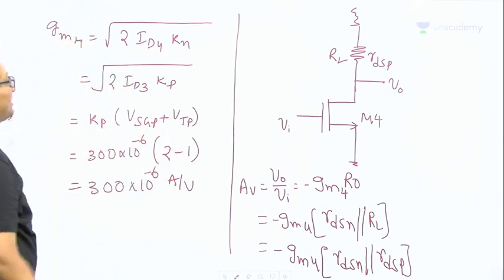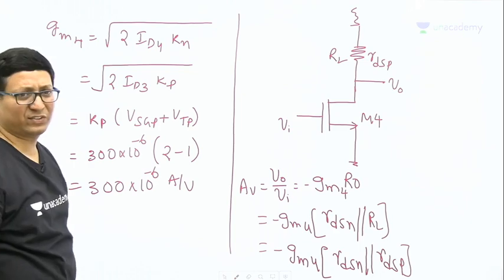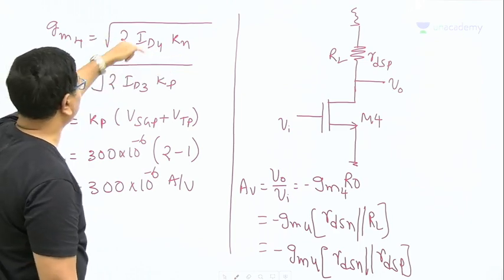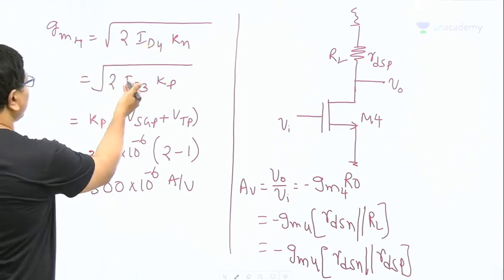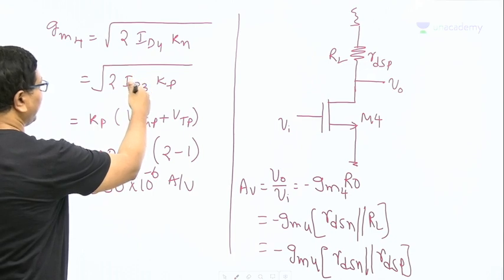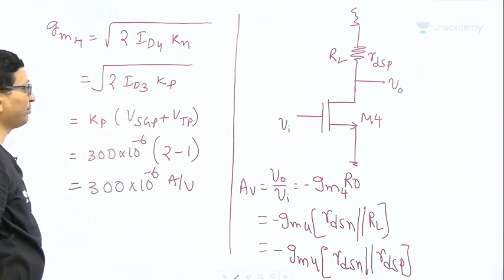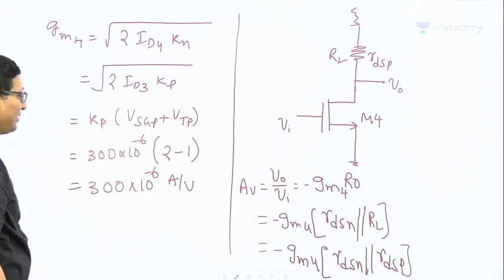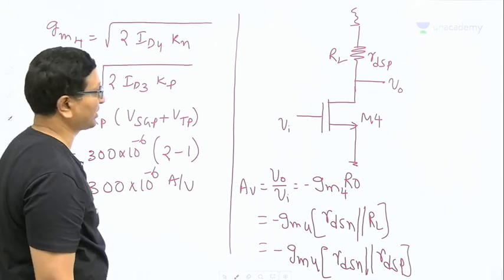we should know the parameters gm and rds. Anyway, rds is given and gm is given by square root of 2 ID4 into Kn, but ID4 and ID3 are same, Kn and Kp are same, and hence instead of finding K, ID, etc., gm can also be written like Kp into (VSG of PMOS plus V threshold of PMOS), and if you substitute it, you will get 300 micro ampere per volt.